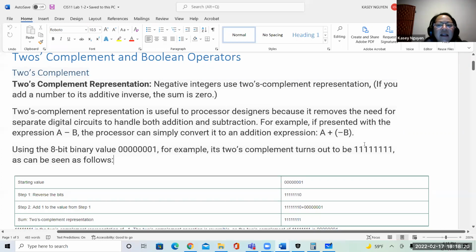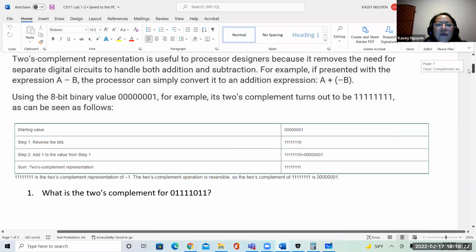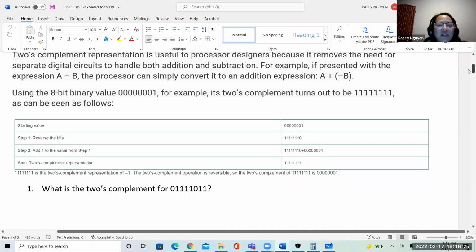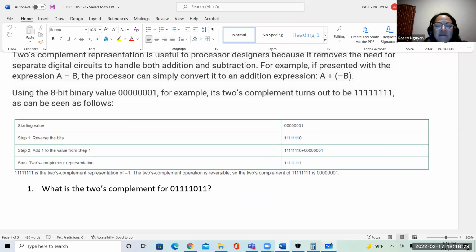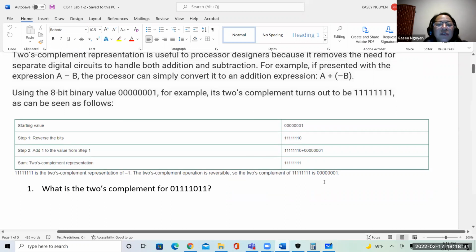So again, this is just the overall process on how to convert the number to a negative value, or what we call the 2's complement.